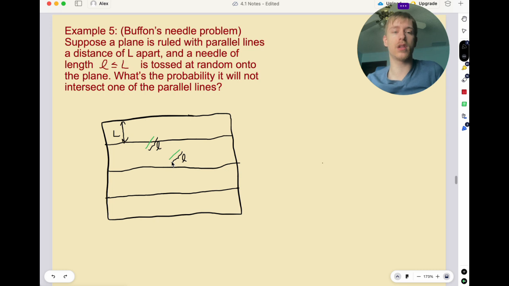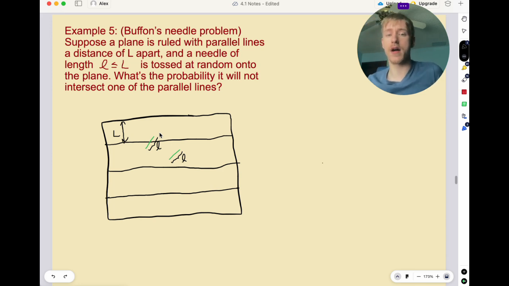He said, suppose a plane is ruled with parallel lines a distance of capital L apart, and you just throw needles. Those needles have to be smaller than capital L, and a success is if you throw the needle and it lands between two of the horizontal lines, and a failure is otherwise. Technically, the lines can be any orientation, but since they're all parallel, you can just rotate the plane until they're all horizontal, which is easier to visualize. So we want to know the probability that a tossed needle will not intersect one of the parallel lines.